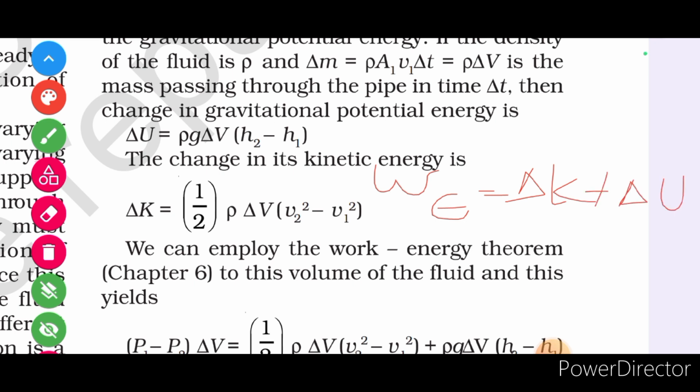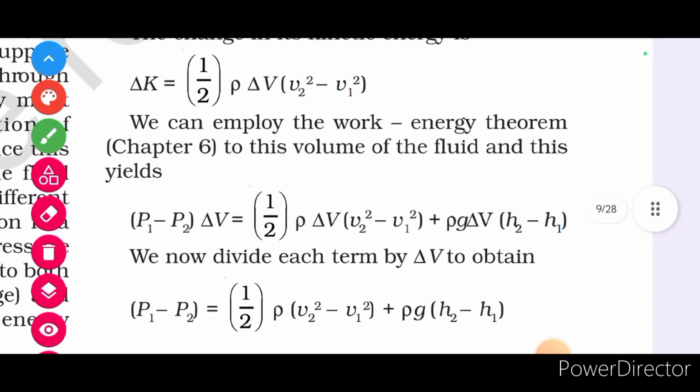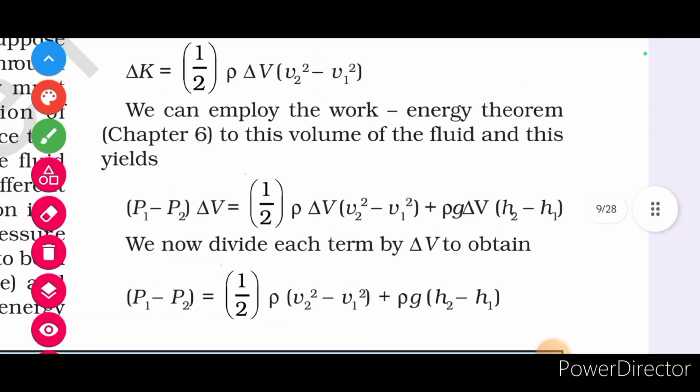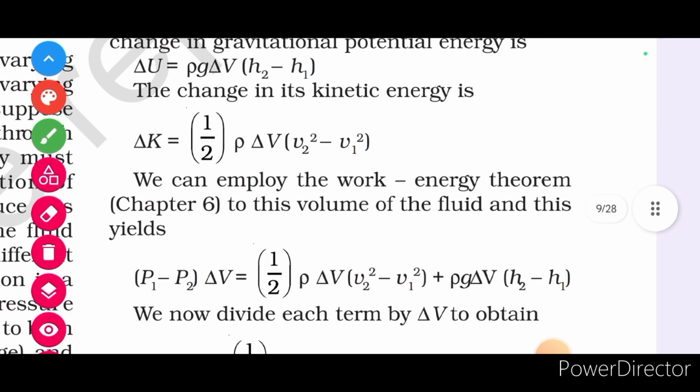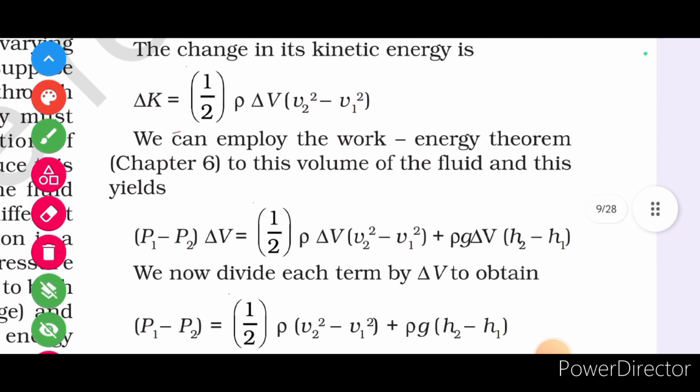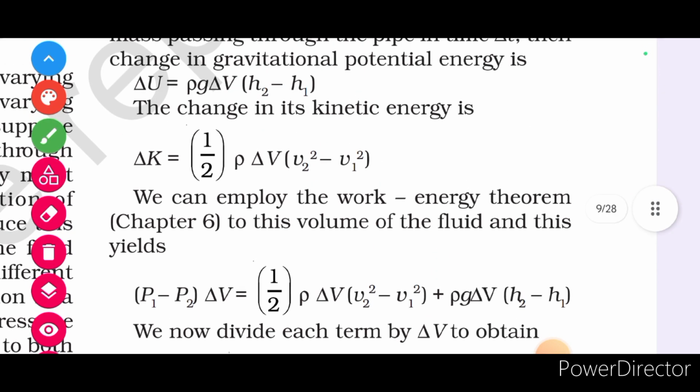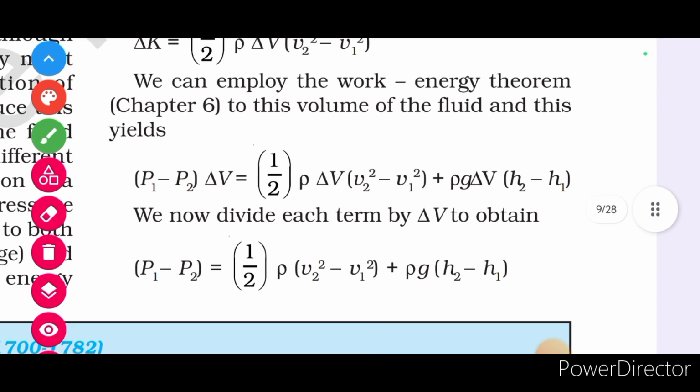The work done by the external force we have calculated, that was P1 minus P2 times delta V. This is the change in potential energy we have. Just a second, we will write this down, and the change in kinetic energy we will write this down. And now we will just divide it by delta V.